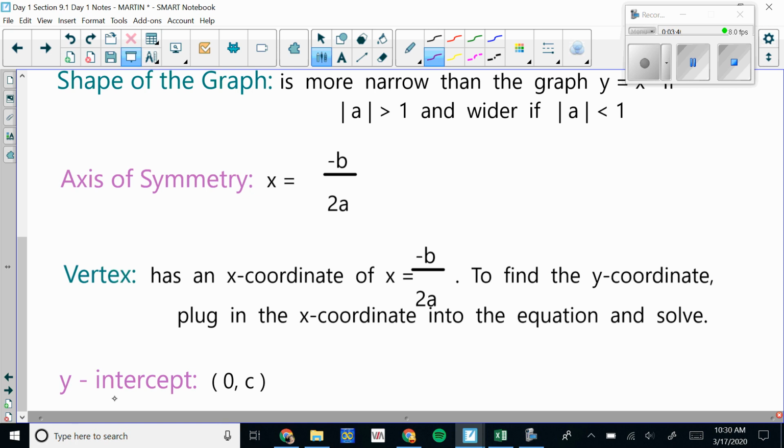And then lastly, the y-intercept. To find that, we're just going to plug in 0 for x, and whatever that gives us will be our y value. So it would be the point (0, c). So oftentimes it's our c term.